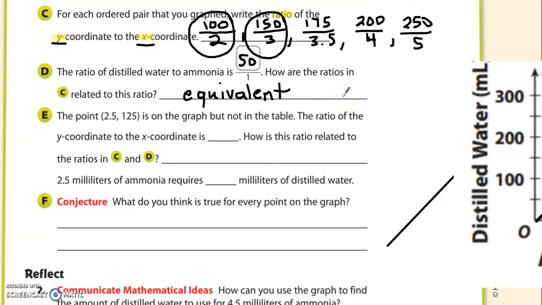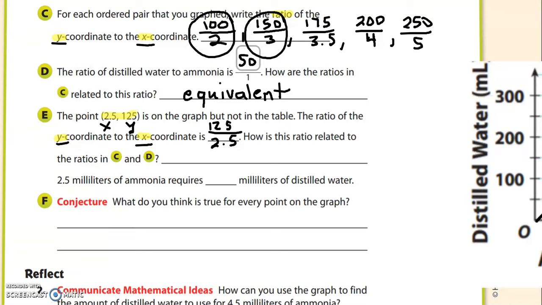Question E says, the point 2.5, 125 is on the graph, but not in the table. The ratio of the y to the x is blank. Well, it's the numbers they just gave us. The y in that pair is 125 because the second value is the y. The x is the first value, it's 2.5. So the answer to this space right here is 125 over 2.5. And then it says, how is this ratio related to the ratios in C and D? Well, what is your guess? Is your guess that it's equivalent, or is your guess that it's not equivalent?